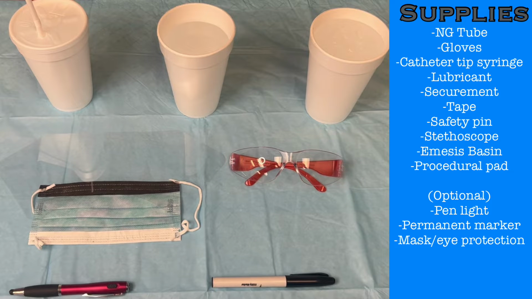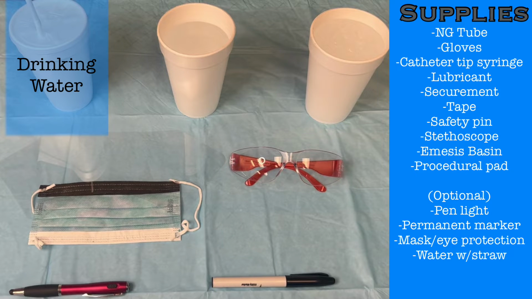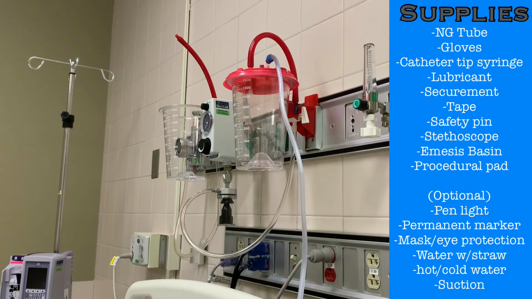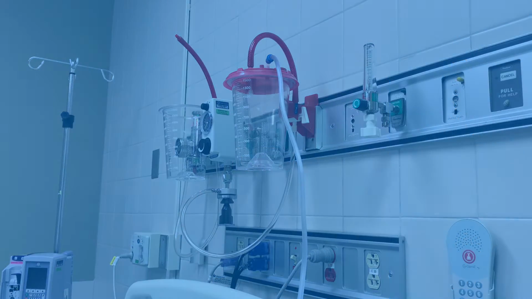If it is safe for the patient to swallow, you will want a cup of water with a straw for the patient to drink as you place the tube. You may also find you need a cup of ice water or warm water to manipulate the tubing in some cases. And if suction is ordered, you will need to ensure your suction is set up appropriately.